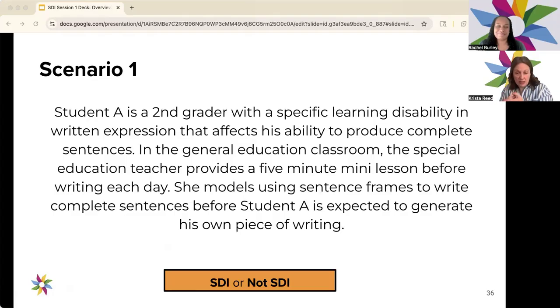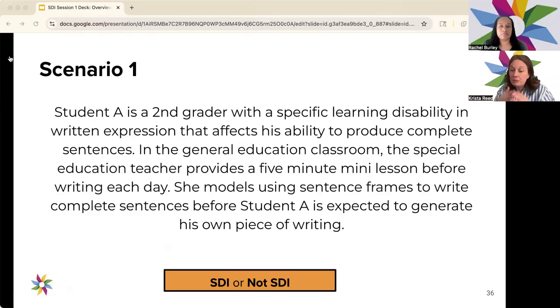Methodologically, right, there's explicit instruction, and the teacher is teaching a skill that the student does not yet have or that is impacted by their disability of written expression, right? Is unable or currently not able to write complete sentences. And so the sentence frame as a tool that we're trying to teach the student to use, we need to model that and provide that practice for the student.